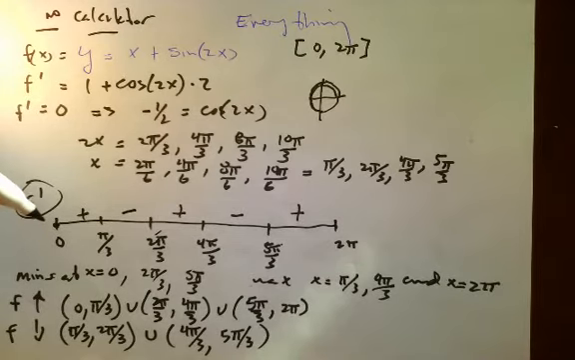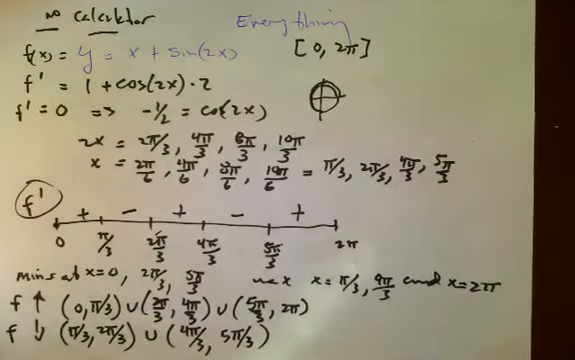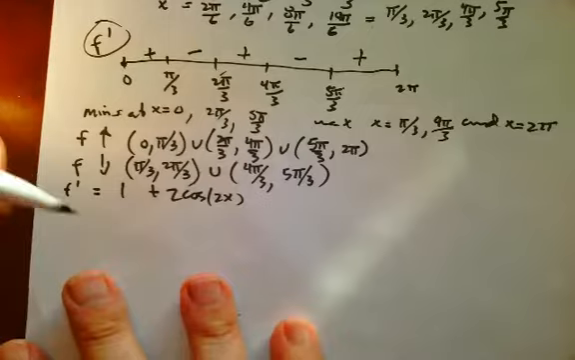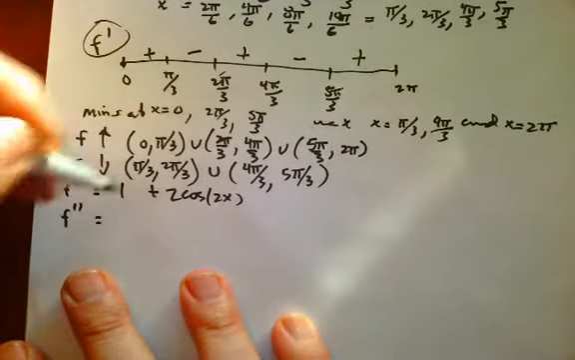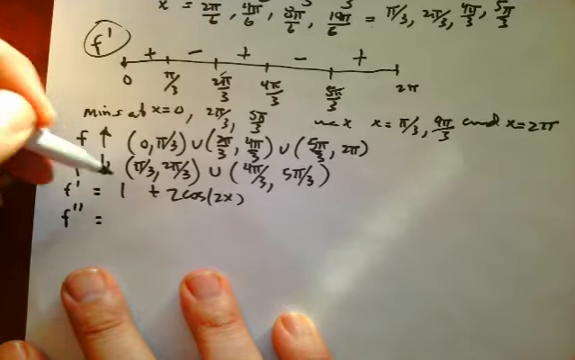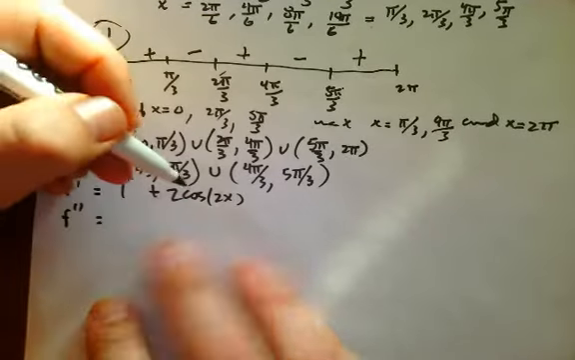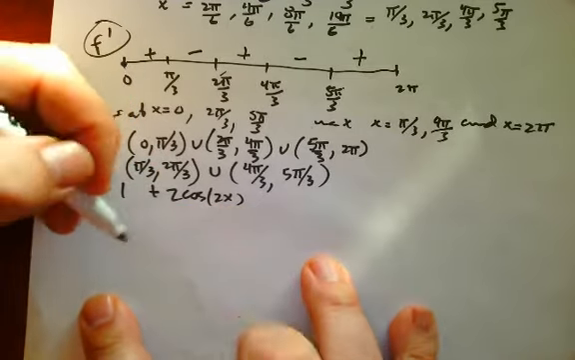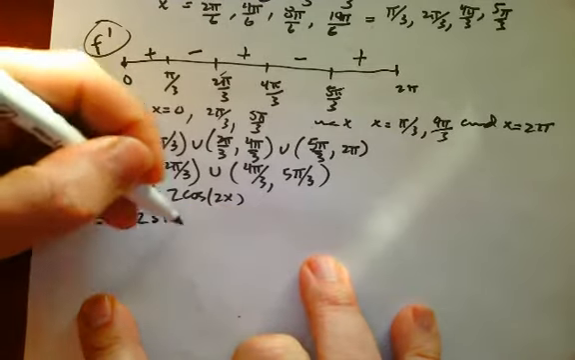Okay, so now we need to talk about concave up, concave down on f, as well as inflection points on f. And I can do that from when f prime is increasing, but from this information I don't know when f prime is increasing or decreasing. I just know that f prime is positive or negative. So given my f prime of x, remember that f prime of x was 1 plus 2 cosine 2x. We need to find f double prime of x. So let's find f double prime.